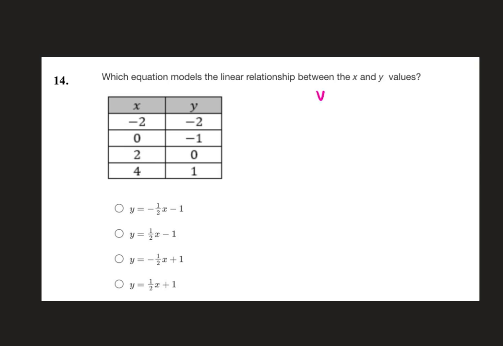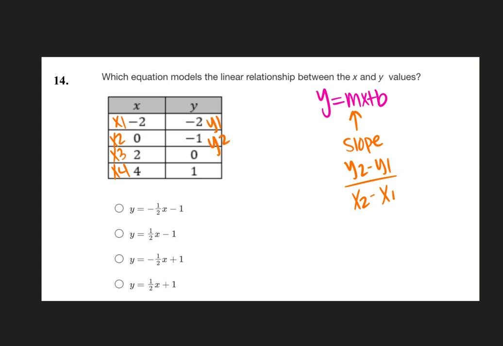Which equation models the linear relationship between the x and y values? Okay, so anytime I see equation, I need to be thinking this, which means I have to determine the slope by doing y2 minus y1 over x2 minus x1. After I label all of the numbers given, I will simply plug in y2, y1, x2, x1. Then I have to have the y-intercept. The y-intercept is wherever x is 0, so I will look at my chart, and wherever x is 0, that will be my y-intercept. After you found both numbers, you need to plug them into y equals mx plus b form.